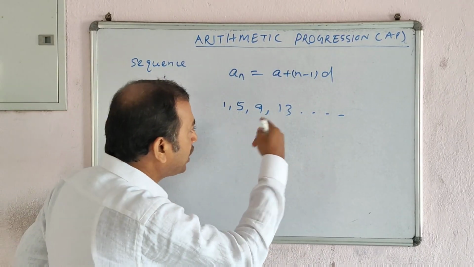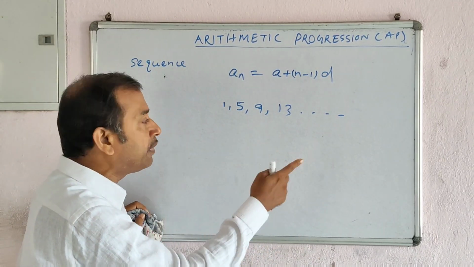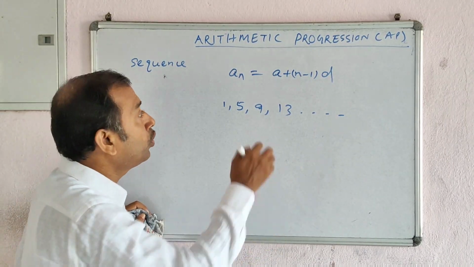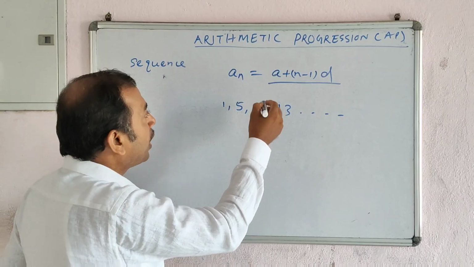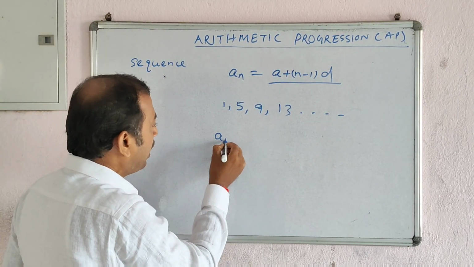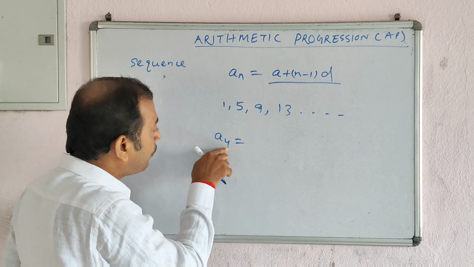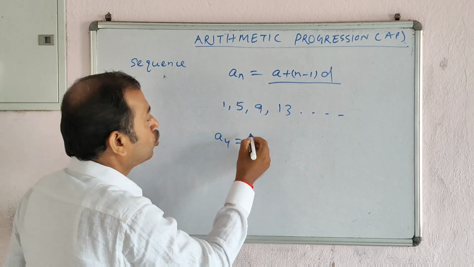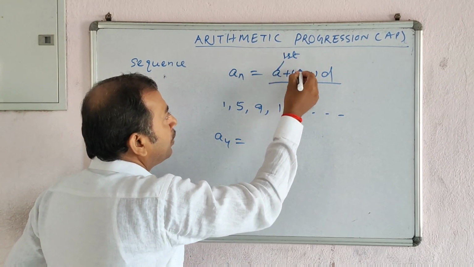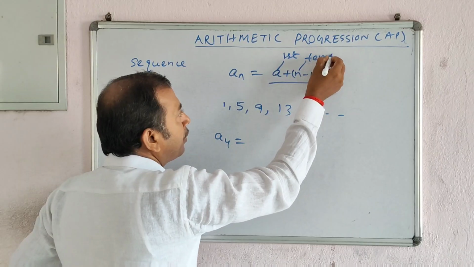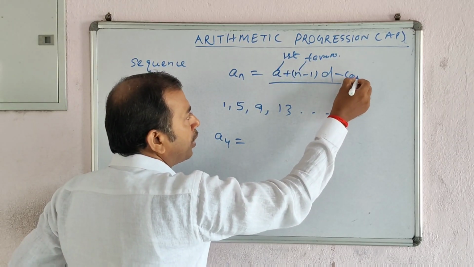तो ऐसे D को ऐड कर दो, कॉमन डिफरेंस को ऐड करने से मिलता है। But we have to do it using these rules, using this formula. Suppose you want to find the fourth term, so a4 means instead of n you can put 4. So A is the first term, n is the term number, and d is what? Common difference.